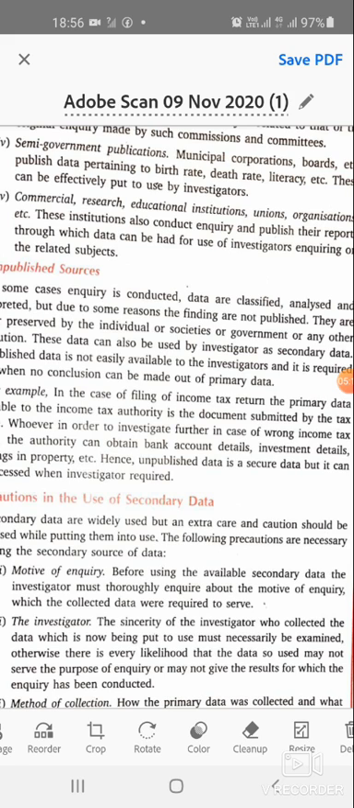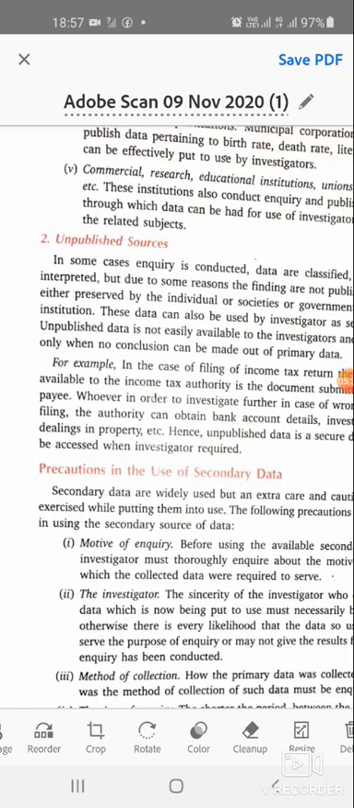So we have five published sources of secondary data: international publication, government publication, reports of commissions and committees, semi-government publication, and the private corporate sector.